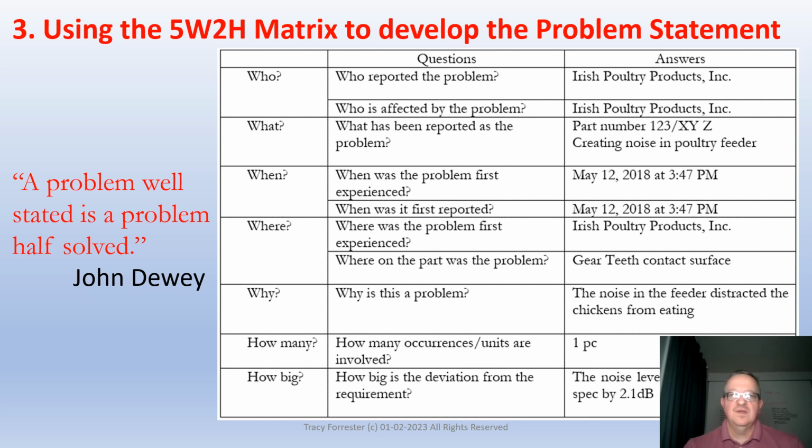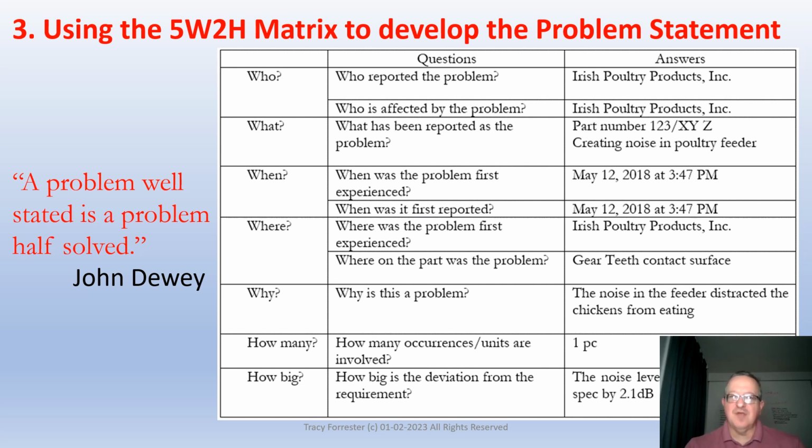For who, okay, who reported the problem and who is affected by the problem? The what has been reported as the problem? And again, it's normally going to be a symptom. This is, if somebody is reporting to you, hey, they've got a problem, they're usually going to report a symptom of a problem. And the when was the problem first experienced and when was it first reported? Where was the problem first experienced and where on the part is the problem, if it's related to a part?